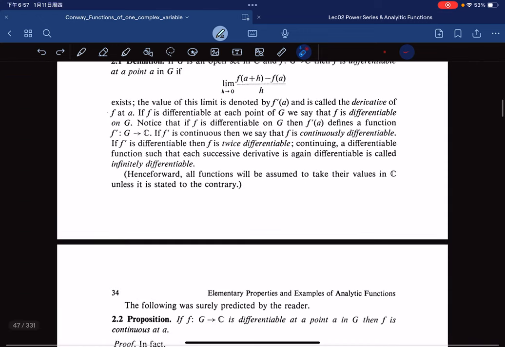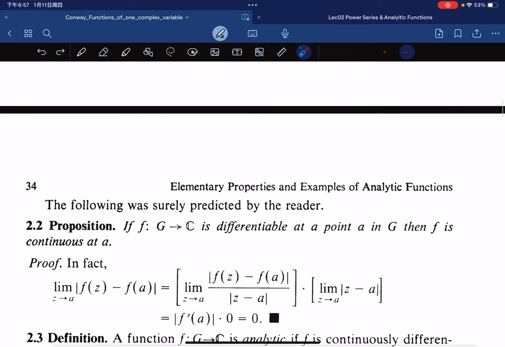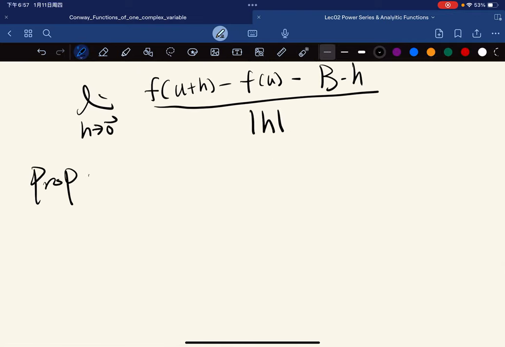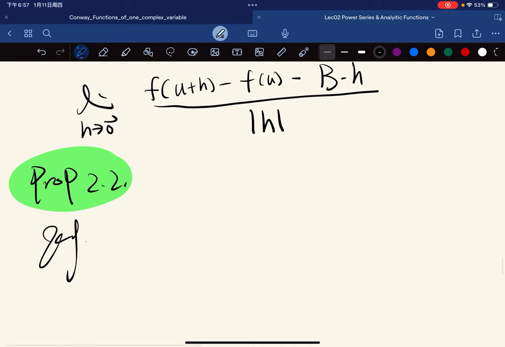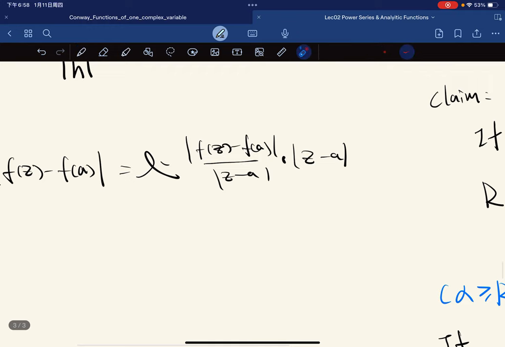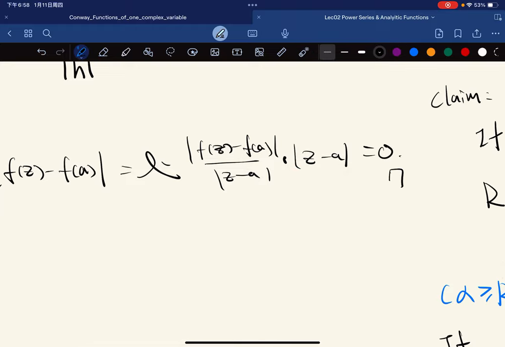Here is a proposition, Proposition 22: differentiable implies continuity. This makes sure that this definition of derivative makes sense. Now, f(z) minus f(a): we just write it as a product, and each of their limits exists. This limit exists because f is differentiable, and the other is equal to zero, so the limit is zero. One line proof.